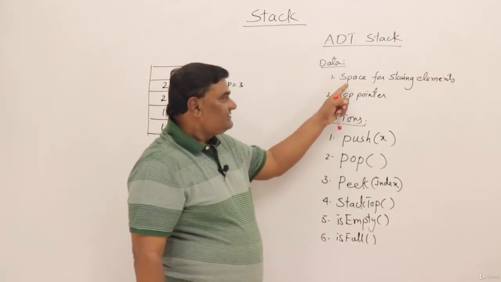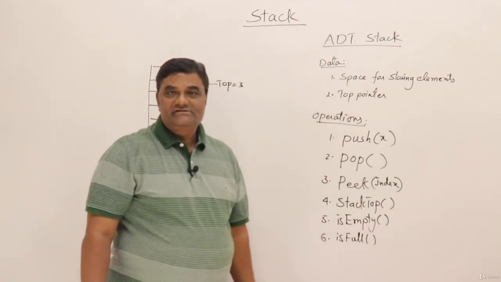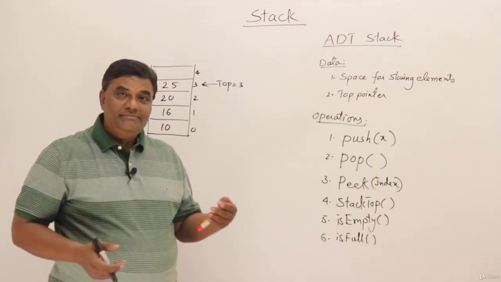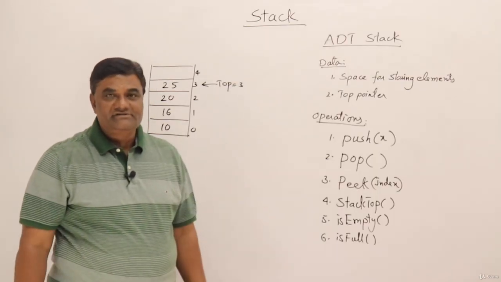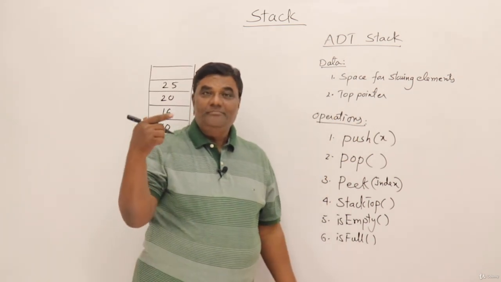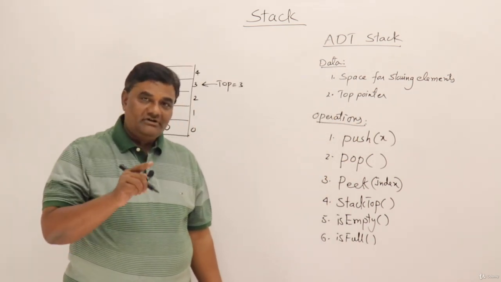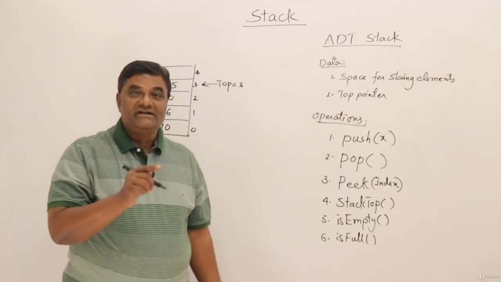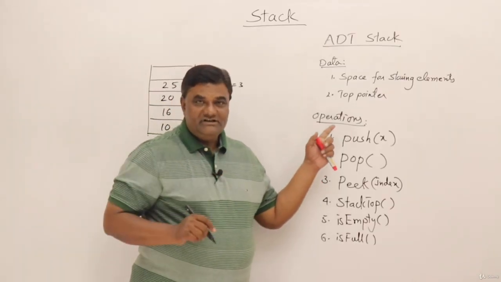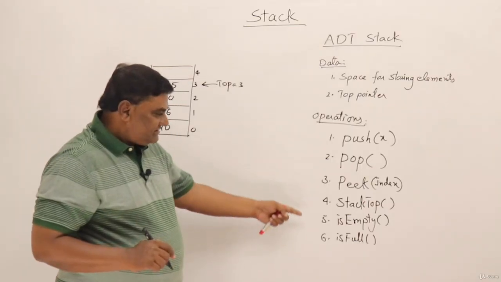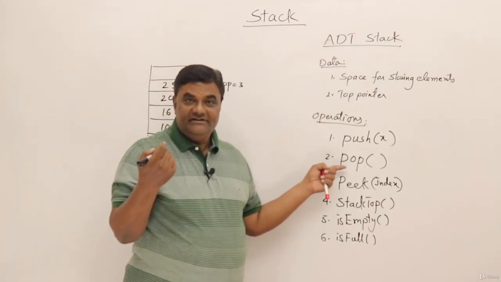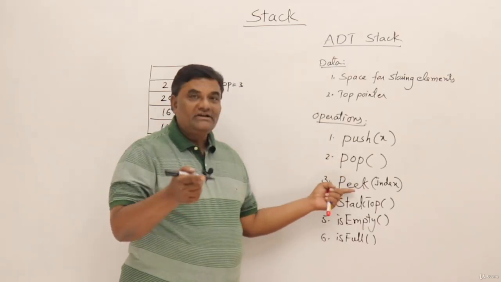The data that is required: we need space for storing the elements. As I said, a stack is a collection of elements, so we need space for storing that collection. The next thing is we need a top pointer pointing at the topmost element in the stack, because the important one is the topmost element, which was recently inserted. So top is a pointer pointing at the topmost element. Then these are the operations in the stack. Push means inserting a value, pop means deleting a value, peek means looking at a value.